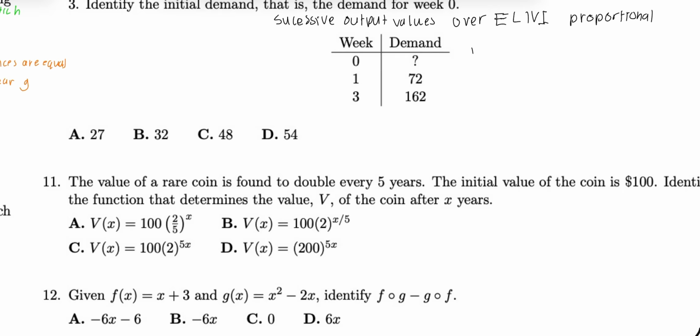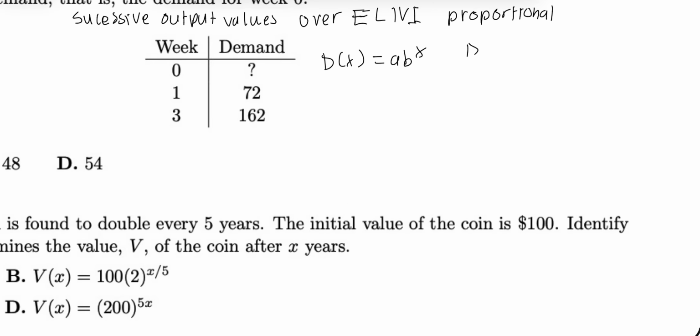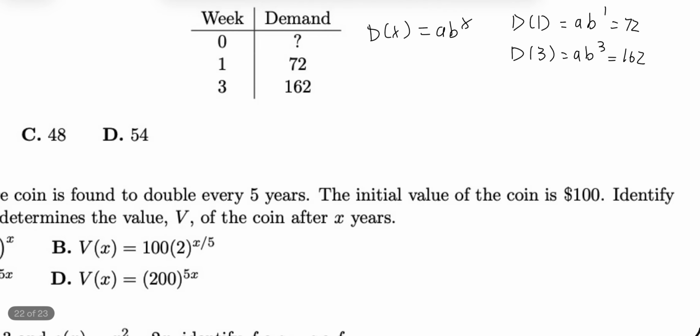So then we can write this as d of x is equal to a times b to the power of x. With the given information, we know that for the first week, d of 1 is equal to a times b to the power of 1 equals 72. And also for the third week, that is going to be a times b to the power of 3, which is 162. So let's solve for a using the first equation. So if you know the relation for a, that's going to be 72 over b using this rearranged equation here. Now all you're going to do is substitute that into your second equation.